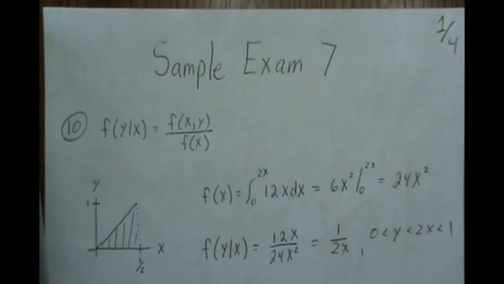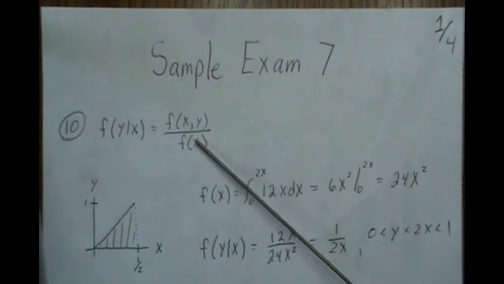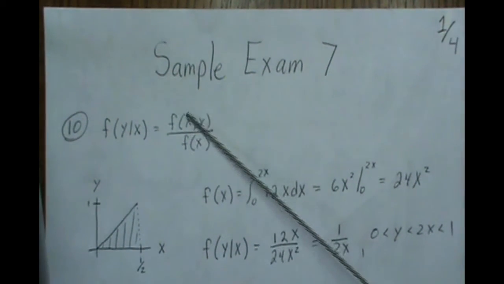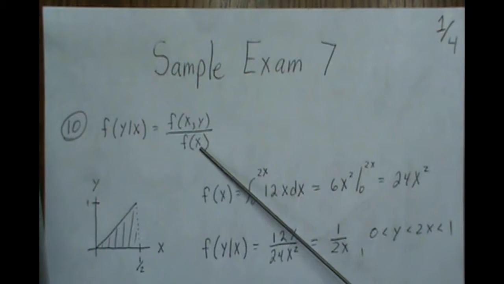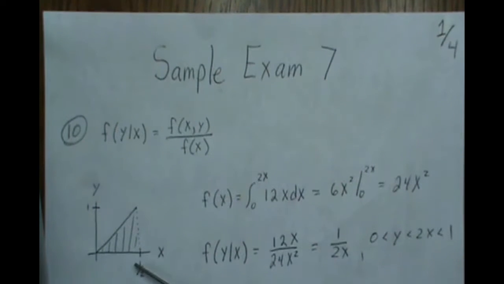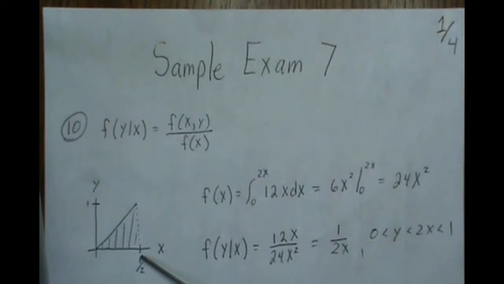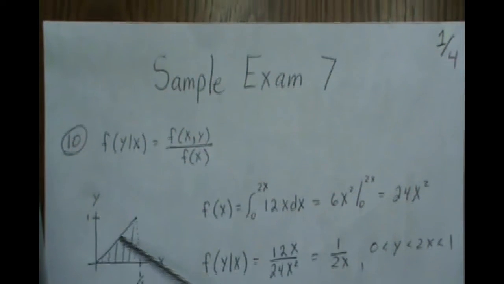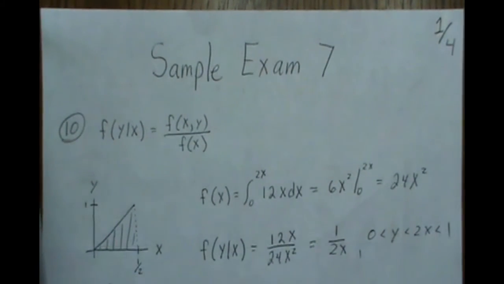So for question 10, we're asked to find the conditional density function, and that is by definition this. We are given the top and we need to find the marginal of x. Here is a plot of the joint density of x and y, where x is less than 1 and this is the line y equals 2x.